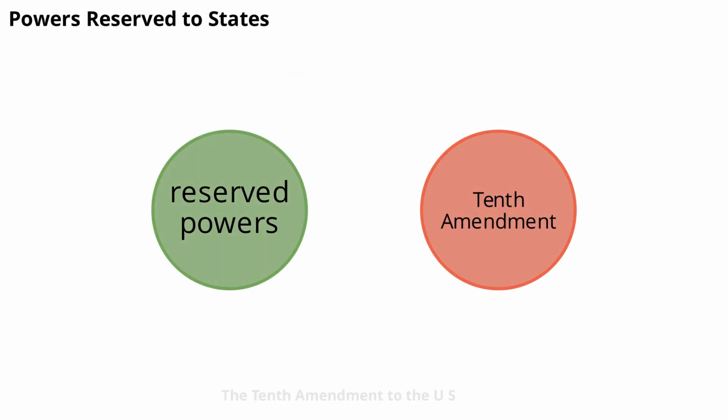The 10th Amendment to the U.S. Constitution reserves certain powers for the states. These include regulating education, conducting elections, and managing public health and safety. States can also create their own laws as long as they don't conflict with federal law. This division allows states to tailor policies to their specific needs and preferences.